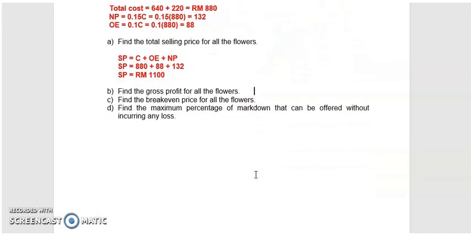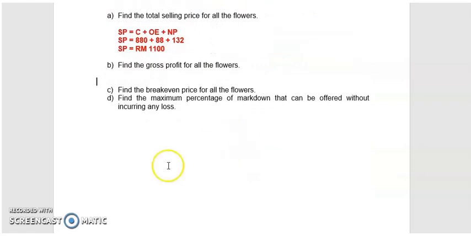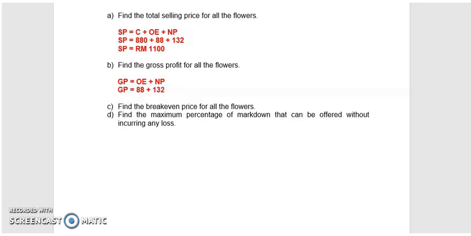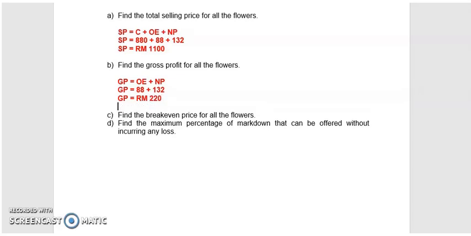Okay, question B. Find the gross profit for all the flowers. So again for all flowers. Okay. So how to find gross profit? So we know that formula gross profit is GP equal to OE plus NP. So OE just now 88 ringgit plus NP is 132. So 88 plus 132 is 220. Okay, next question.